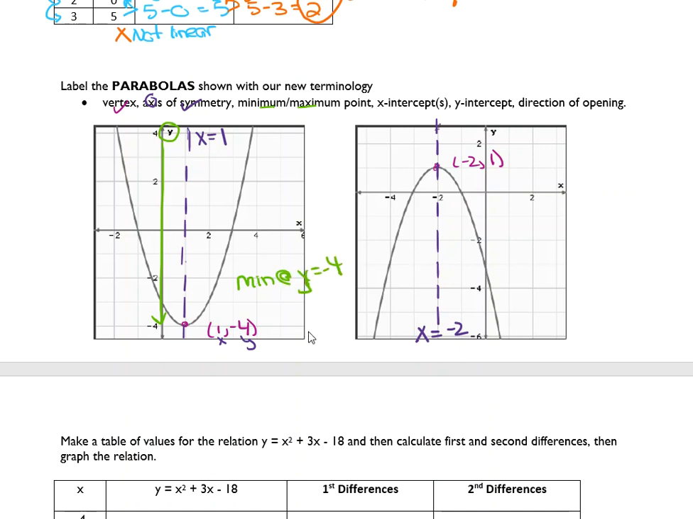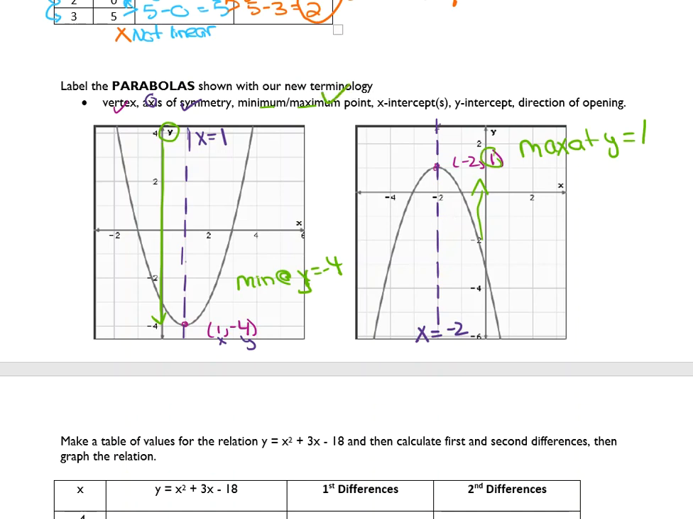That's a y. How about the other parabola? Now this parabola, the vertex is not the minimum. This time the vertex is a maximum. It's the highest point. So we have a maximum at y equals, what's the highest y value we're going to have? It's this number here, 1. We have a maximum at 1. So we've taken care of the maximum minimum.